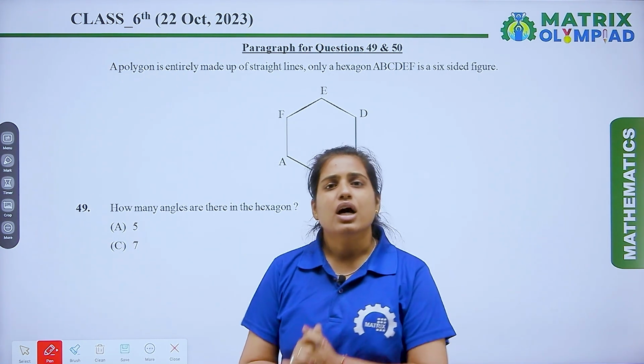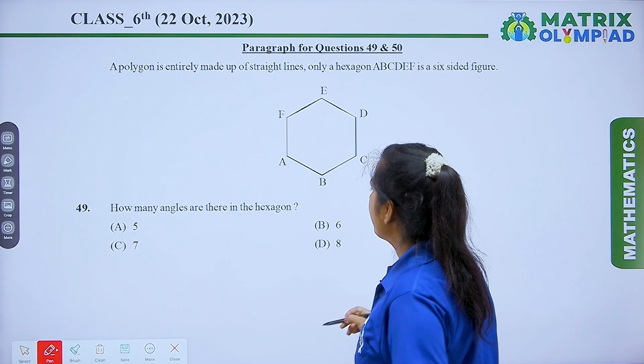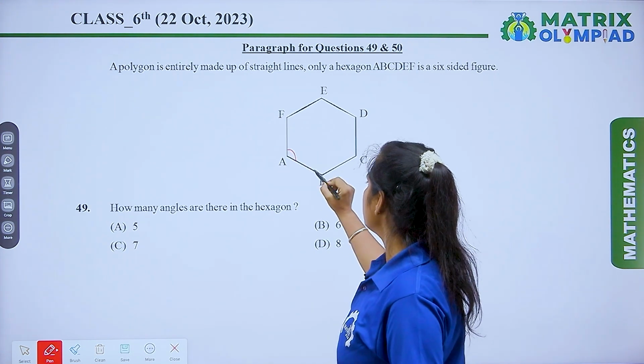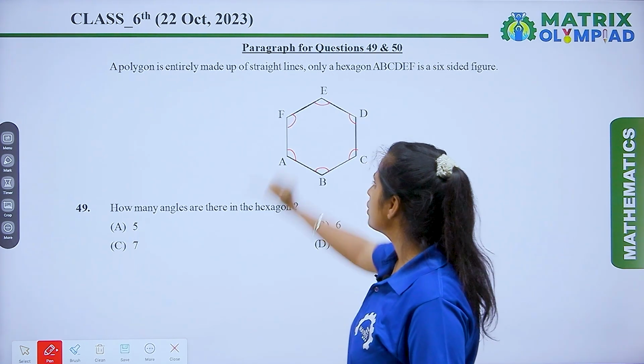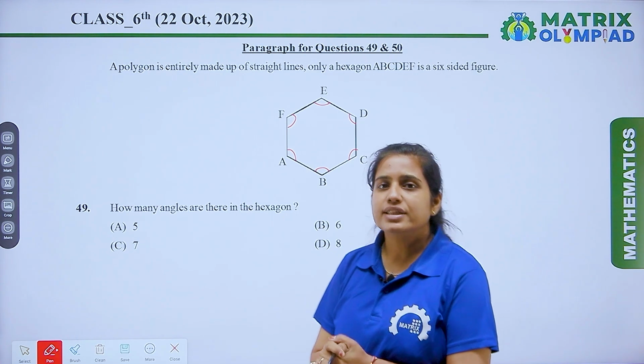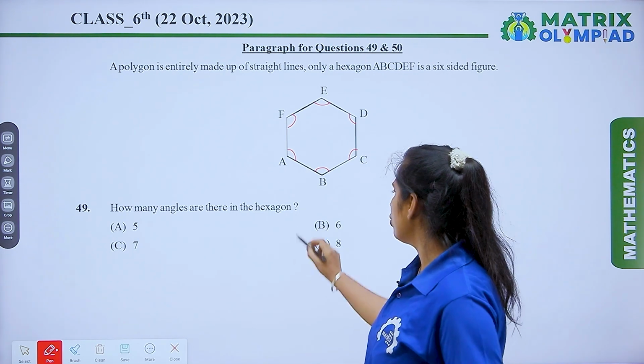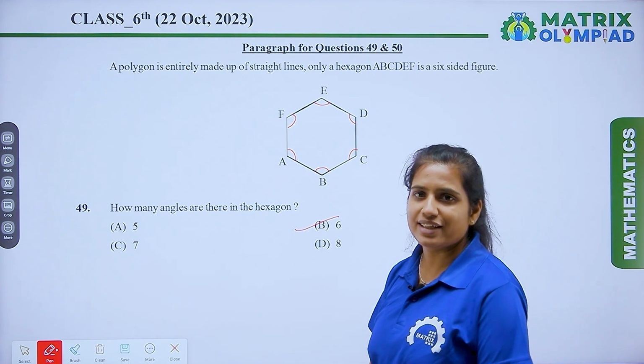So let's count the number of angles in a hexagon. So here angle 1, 2, 3, 4, 5, 6. So in total we have 6 angles in a hexagon. So option B is the correct answer.